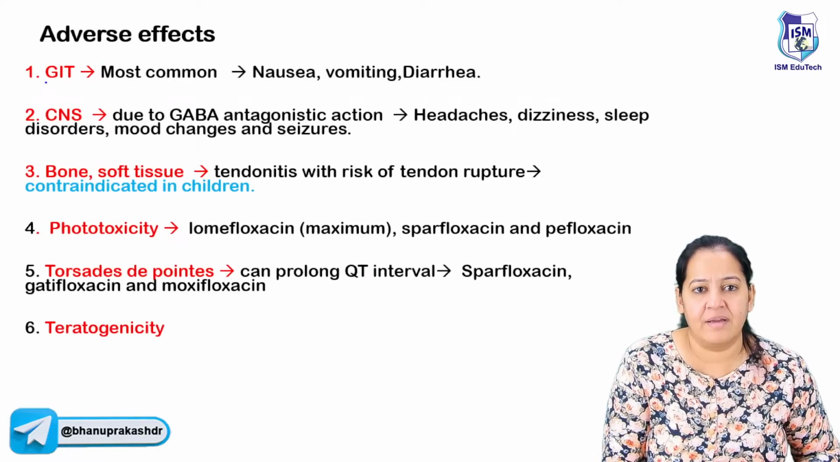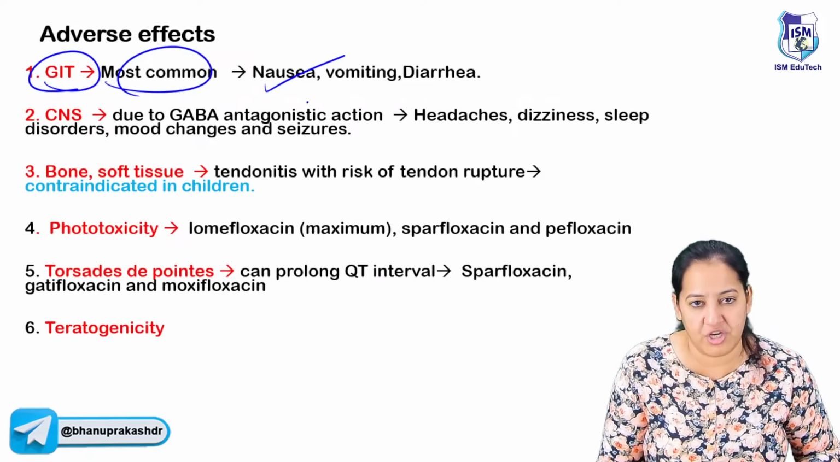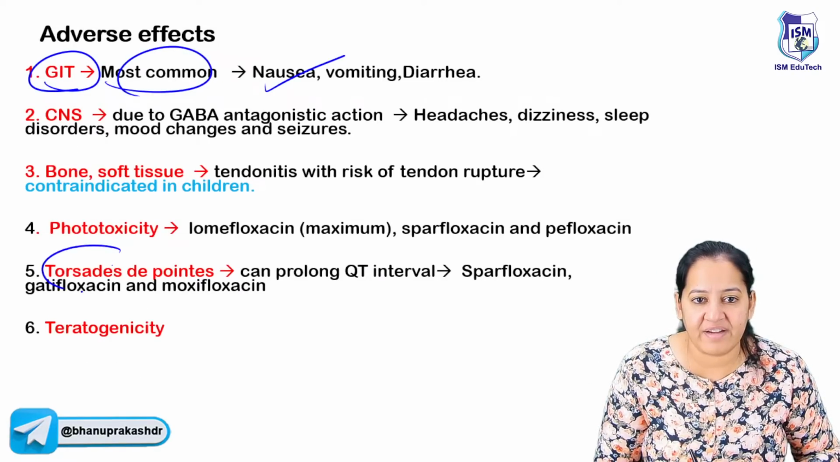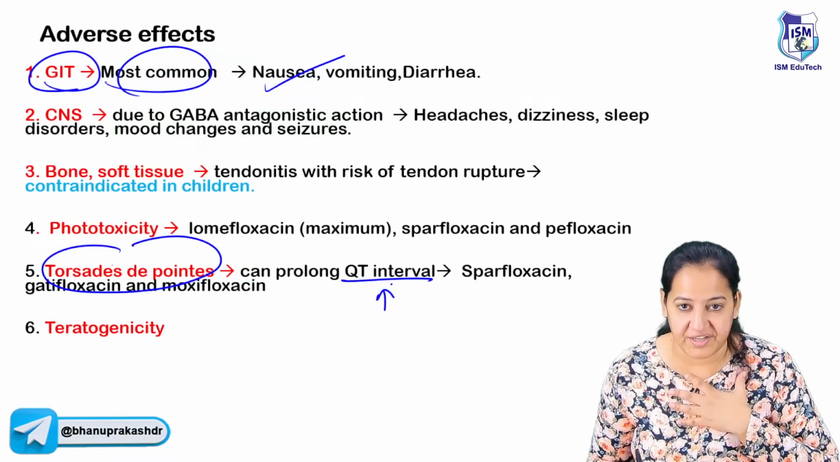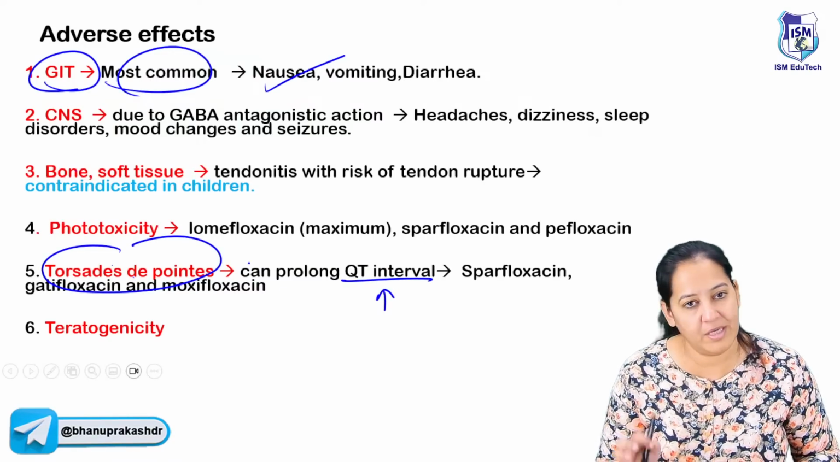The side effects are many. They are diffuse. In the GIT, most commonly it causes nausea and vomiting. And the most important side effect in the heart: it increases the QT interval in the ECG. It is known as torsades de pointes. So please learn this.